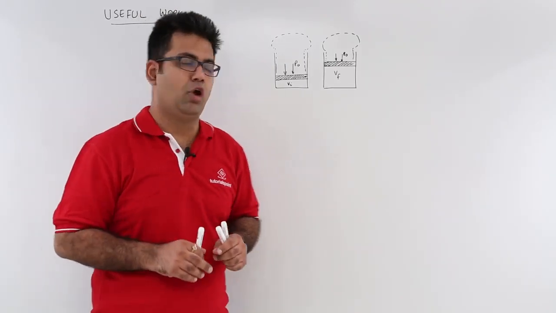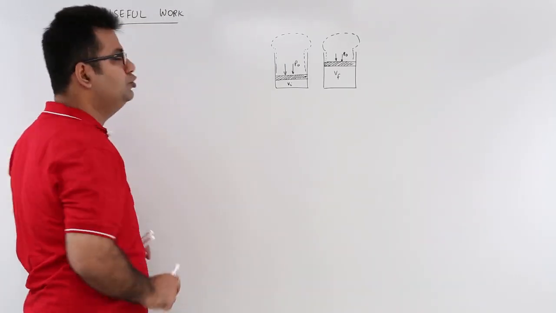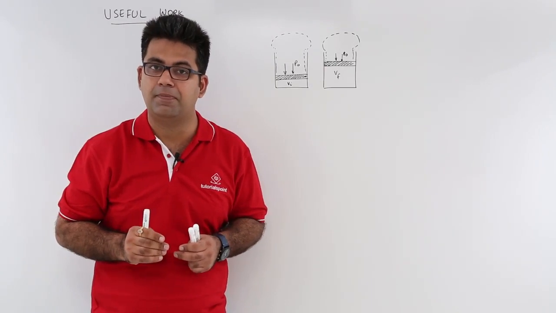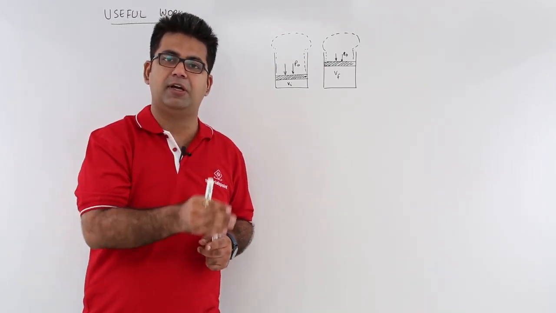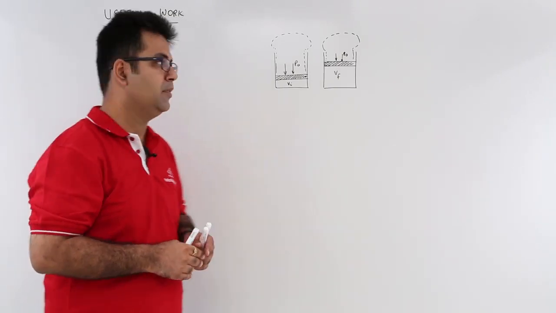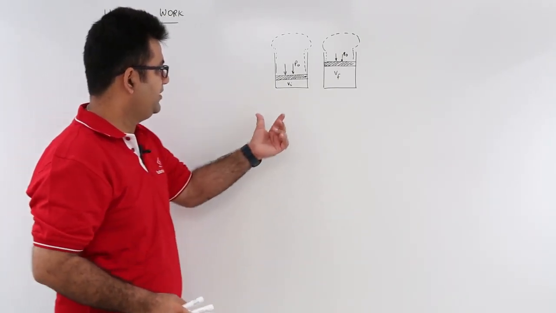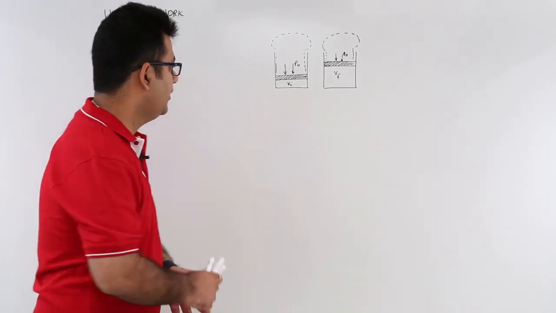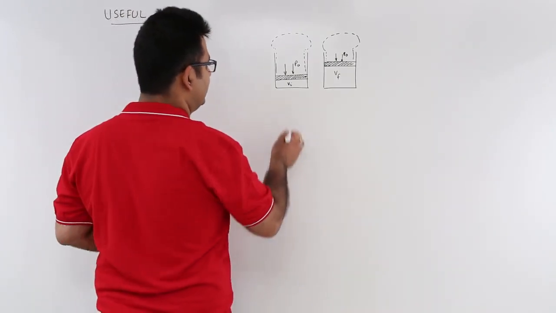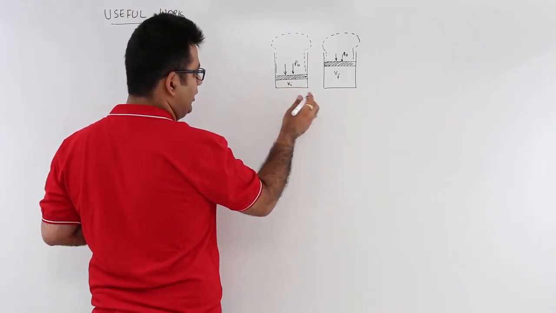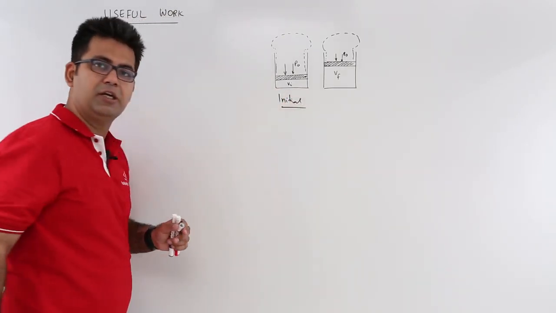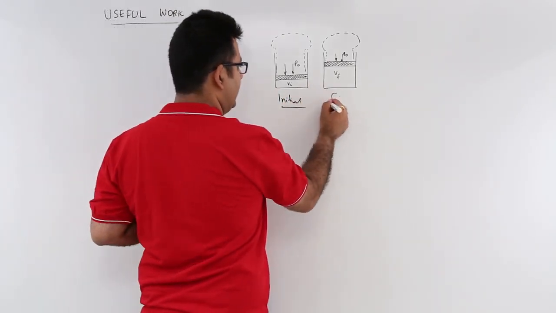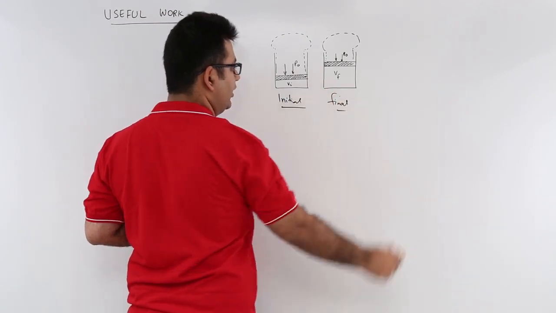Now in this video we will talk about the concept of useful work. Now what is useful work? Well, useful work is the amount of net work done by the system. If you look at this piston cylinder arrangement, you have this gas in this piston cylinder arrangement at some initial conditions. So this is initial conditions and these are the final conditions.